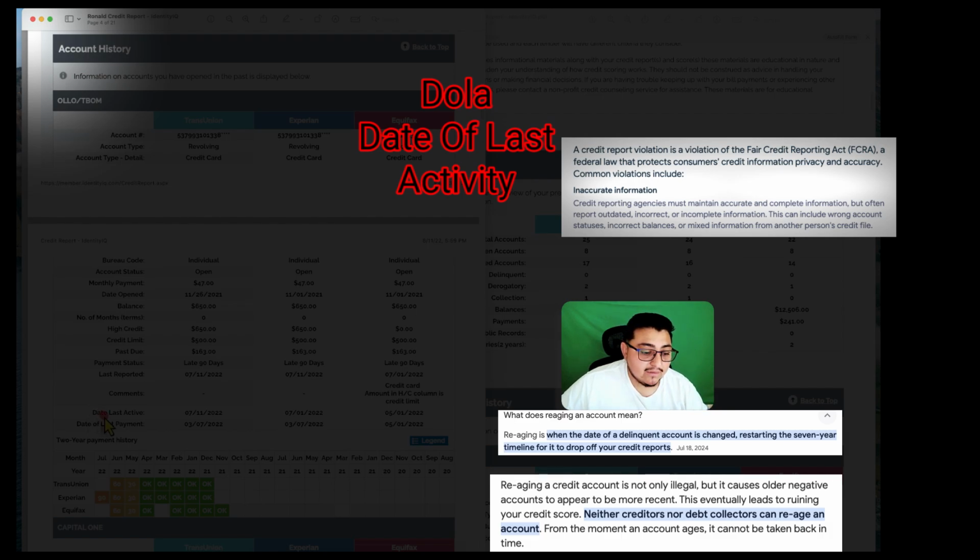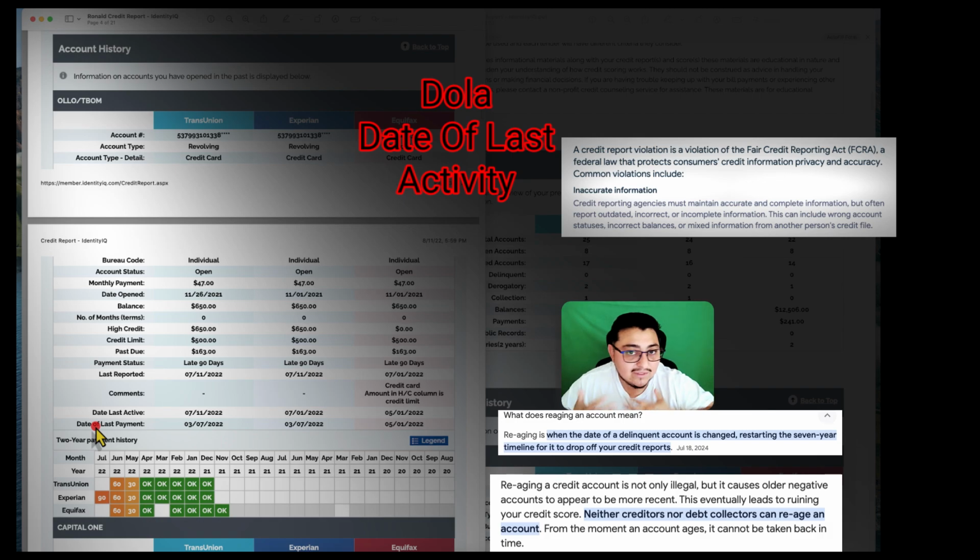If you look here, the date of last activity, it's showing one date, it's showing another date, and then it's showing another date. Like, which date was it? There could only be one date of last activity. Now, the way to determine when there was last activity on this account is to look at when the last payment was made on this account, because that's the only thing that can trigger activity on an account.